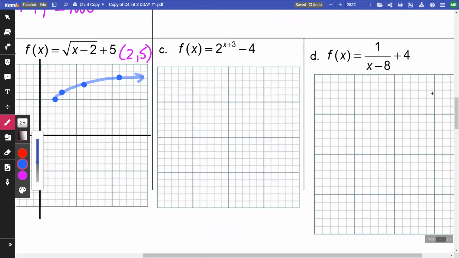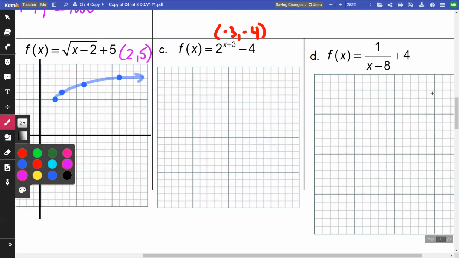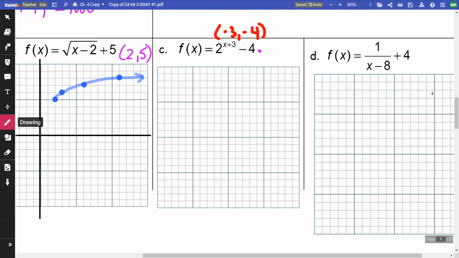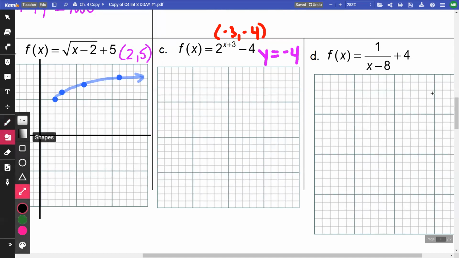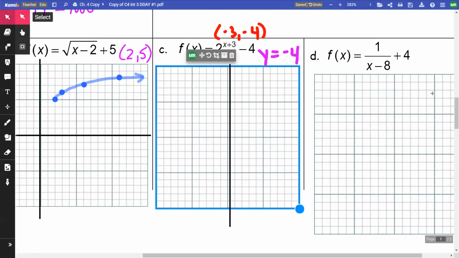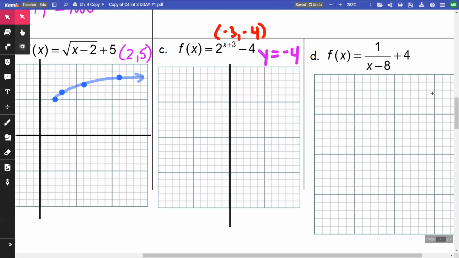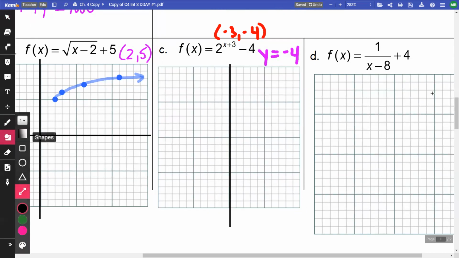So on letter C, this one, I can think of a critical point as -3, -4, but this is not actually a point on my graph. I do have an asymptote at y equals -4. So let me just get my X and Y axis in. So let's say I start here, I'll move that over slightly. And then I'm going to drop it down a little bit.